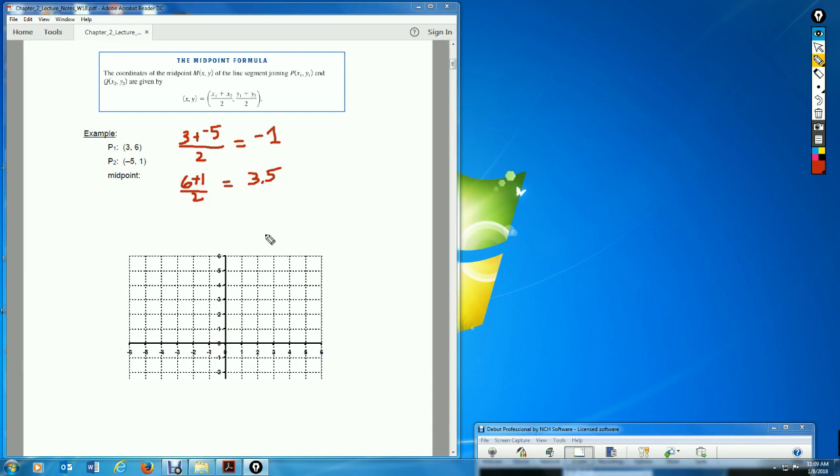And we can also just check that. So the point 3, 6 is here. The point negative 5, 1 is here. Our midpoint allegedly is at negative 1, 3.5. So if we go ahead and plot that one, negative 1, 3.5, yeah, just by inspection, oops, I totally missed that, but you know what I mean. So yeah, that midpoint looks correct.